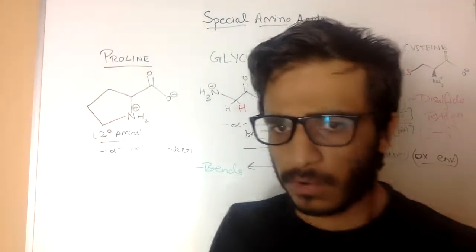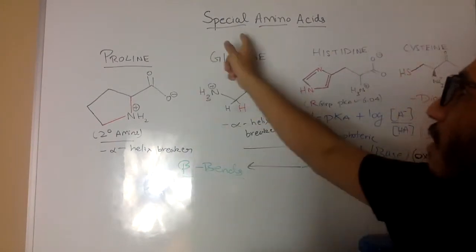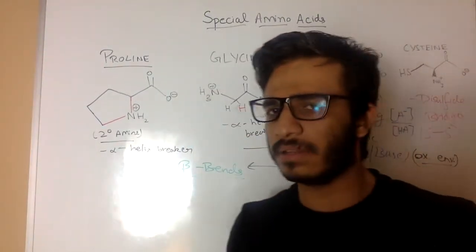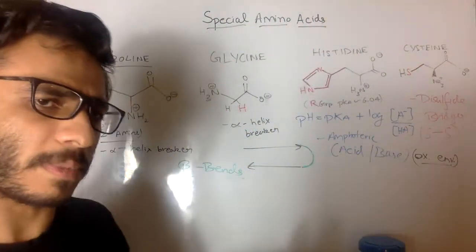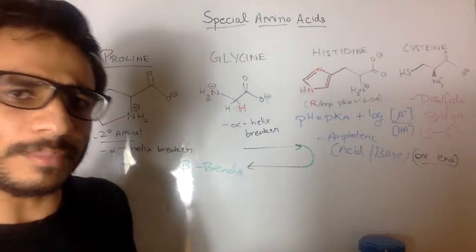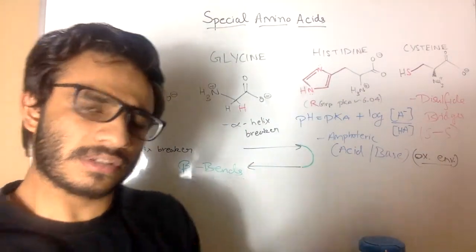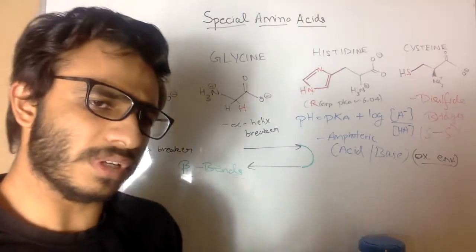So here's another video in the amino acid video series, and this one is on special amino acids. There are four special amino acids that come in this category due to their unique properties: proline, glycine, histidine, and cysteine. These are the four amino acids that we'll talk about, and they are usually discussed in the category of special amino acids due to their very weird or unique properties.